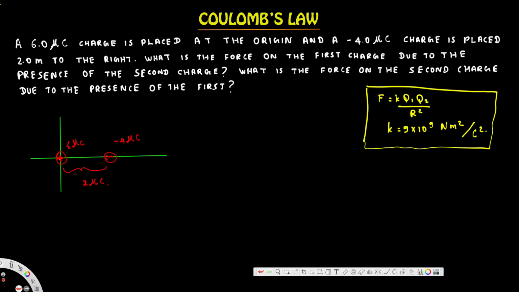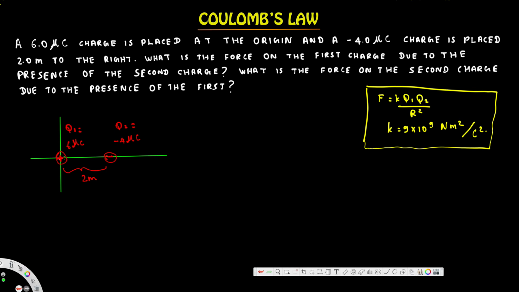And in order to calculate the force, we have to use this equation: F is equal to k q1 q2 over r squared. Let's call this one q1, and let's call this one q2. We have the two charges, and also we have the distance between them. This one is 2 meters, not microcoulomb. We also have the k value, and we have to know what the direction is, because when we express the final answer we have to put the direction also.